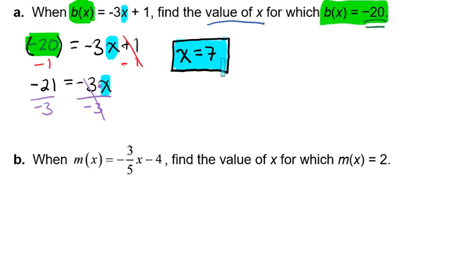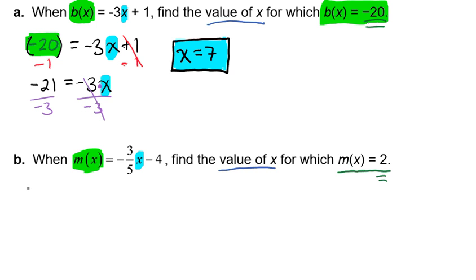So when m of x equals negative 3 over 5x minus 4, find the value of x for which m of x equals 2. So it's telling us to solve for x. So we're going to want to get the x by itself. It's telling us that m of x equals 2, and so we're going to be replacing our m of x. So I want you to go ahead and try this one on your own. Push pause, and then when you're done, go ahead and push play, and let's check and see if you're right.